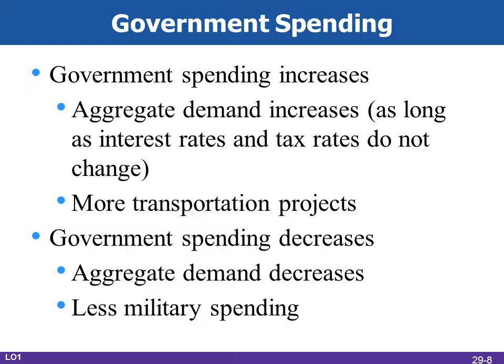So, assuming all other variables are held equal, if the government increases spending on goods and services, on social welfare programs, on any type of government spending, it is going to increase aggregate demand. So, for instance, you have a good example. If there's more transportation projects, right, that will increase aggregate demand, assuming that interest rates and tax rates have not changed. And of course, it's pretty much common sense. Any decrease in government spending will decrease aggregate demand, right? So if we cut back on military spending, that will dampen aggregate demand. It'll shift aggregate demand to the left.